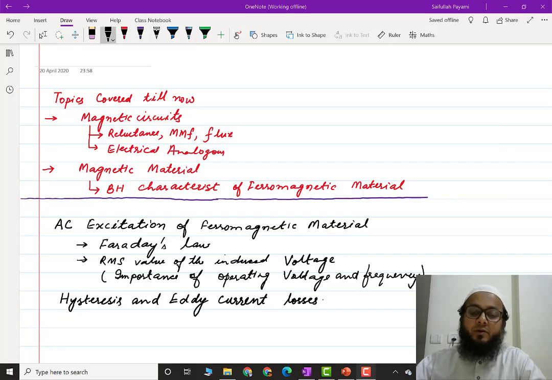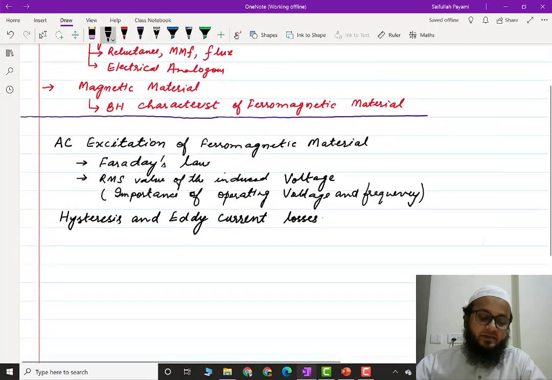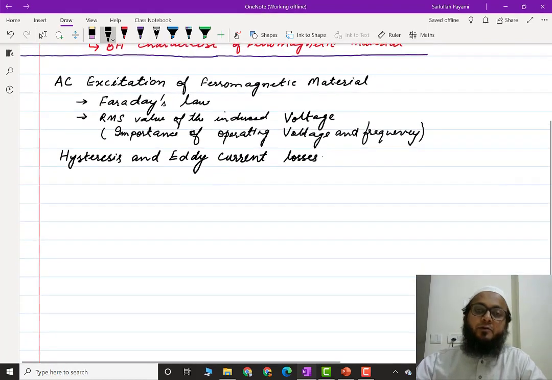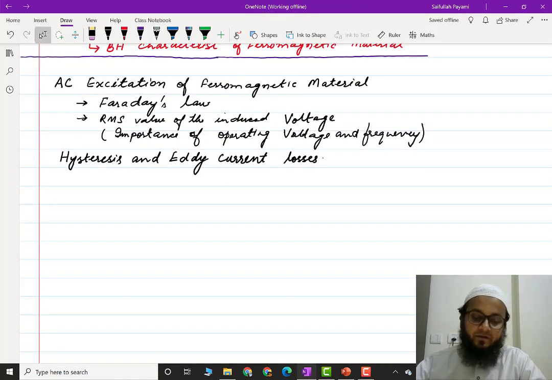Then we have talked about the magnetic materials, where we have talked about BH characteristics of ferromagnetic materials. Okay, so now we'll discuss the AC excitation of ferromagnetic materials, where we'll first talk about Faraday's law, and then we'll talk about the RMS value of the induced voltage in a coil, and the importance of operating voltage and its frequency. Then we'll talk about hysteresis and eddy current losses in a ferromagnetic material.